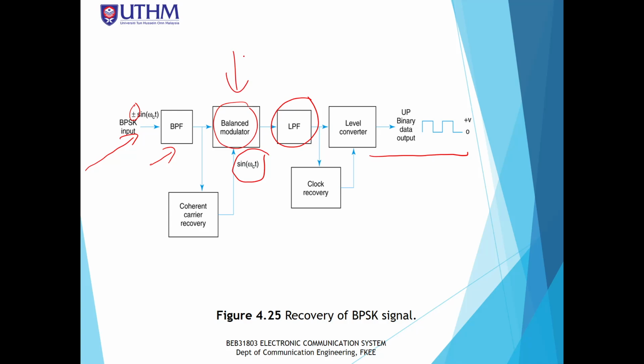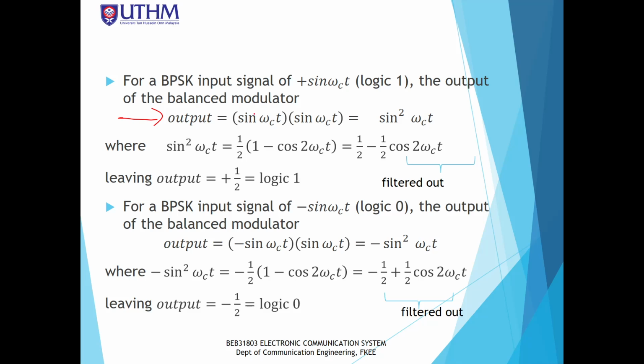So ini adalah yang berlaku di sini, pada balance modulator. Adakah inputnya adalah plus ataupun minus? Okay, so if the input is plus, positive, you multiply with the carrier. Okay, this is the carrier multiplied with the positive sin, so dia akan jadi sin square. So sin square according to trigo identity, dia akan jadi 1/2 (1 tolak cos 2 omega CT). Okay, so ini adalah keluaran daripada balance modulator seperti ini. This is the output from balance modulator.